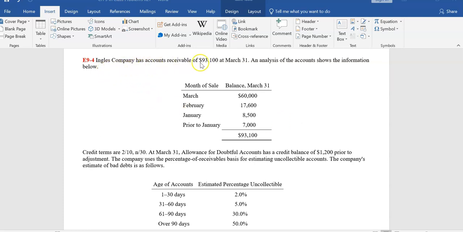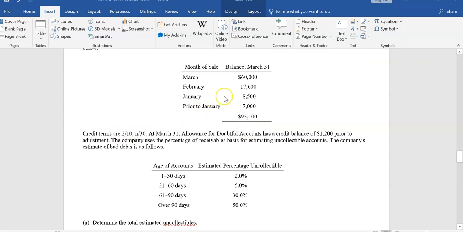Inglace Company has total accounts receivable of $93,100. The analysis of the account shows the month of the sale, giving us the current balance. Okay, and they broke it down by when those sales occurred. They did that because it enabled us to age those accounts receivable.